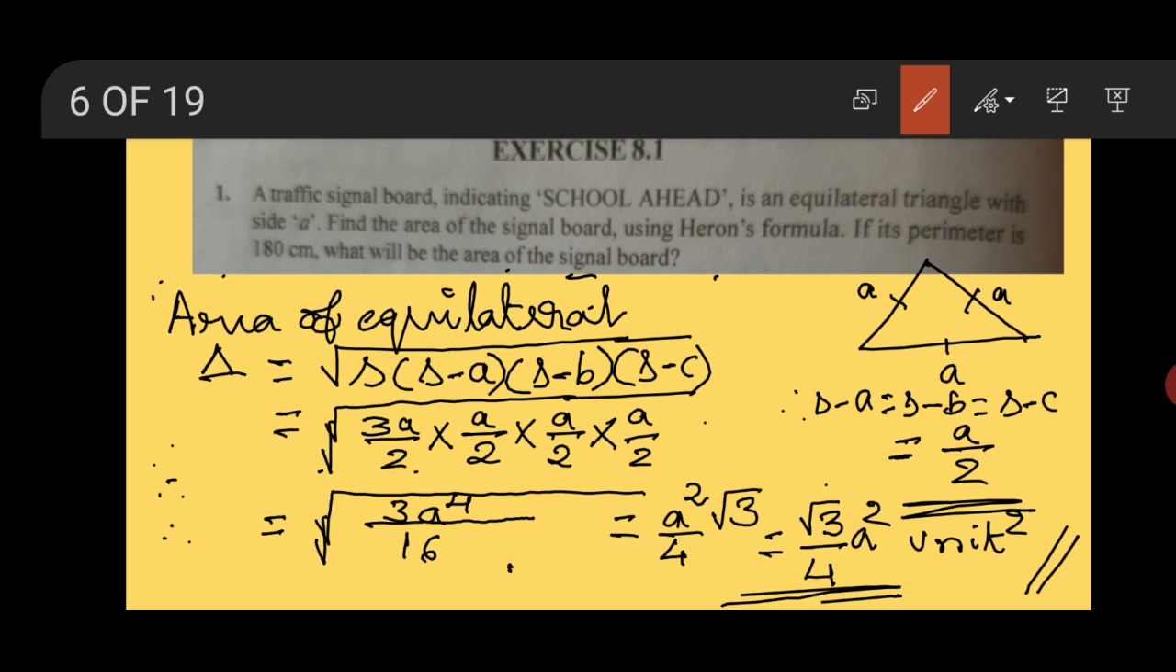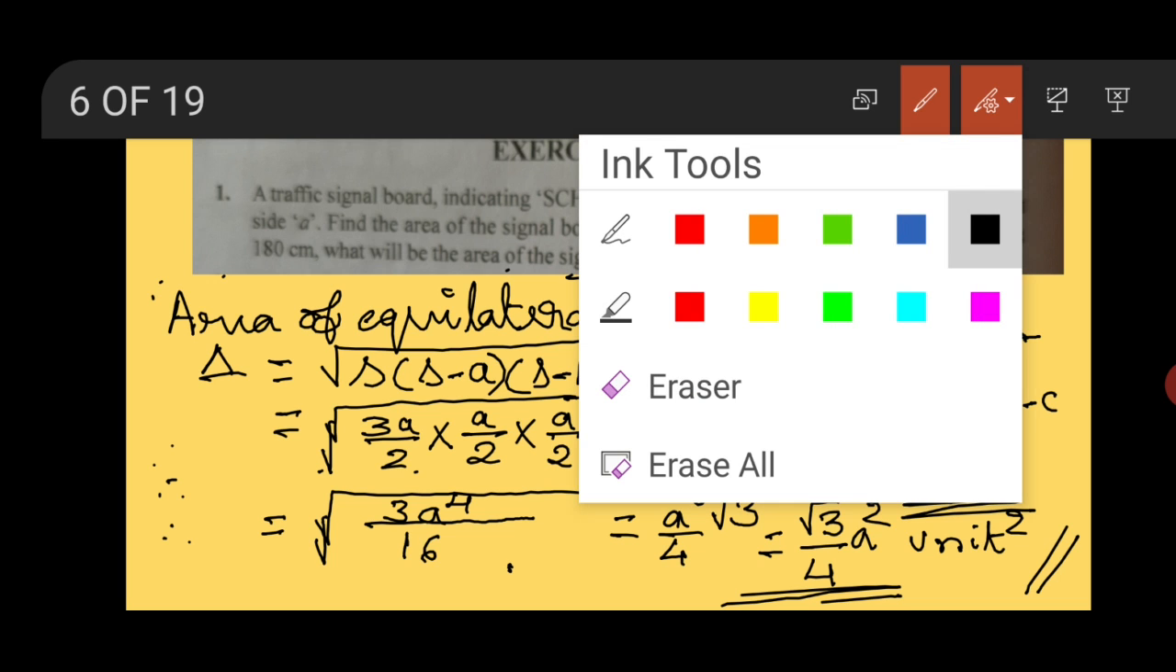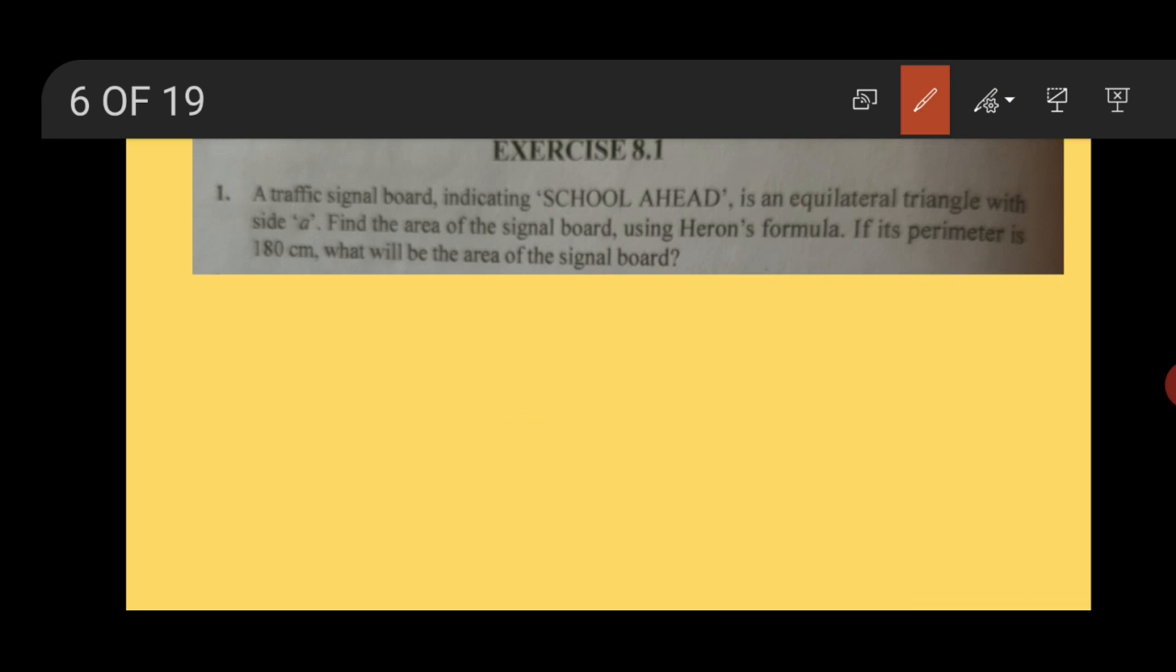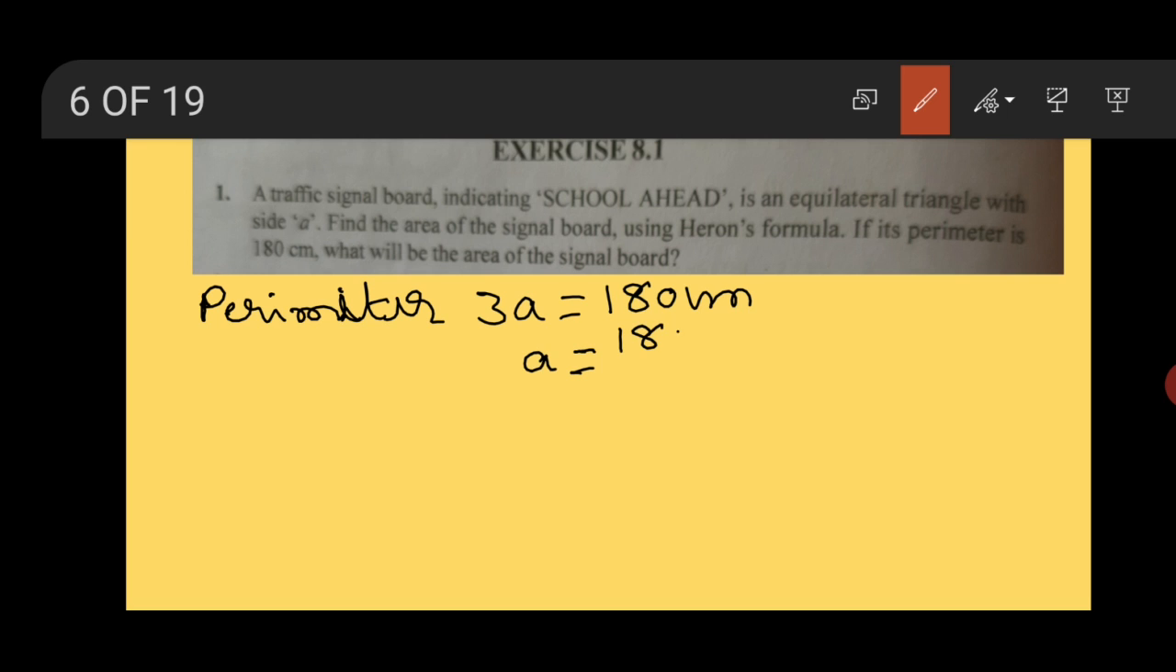Now let us move on to find the area of the signal board if the perimeter is equal to 180 centimeter. The perimeter of the signal board, 3A, is equal to 180 centimeter. So what is each side? Each side is equal to 180 divided by 3, which is 60 centimeter. So each side is 60 centimeter.